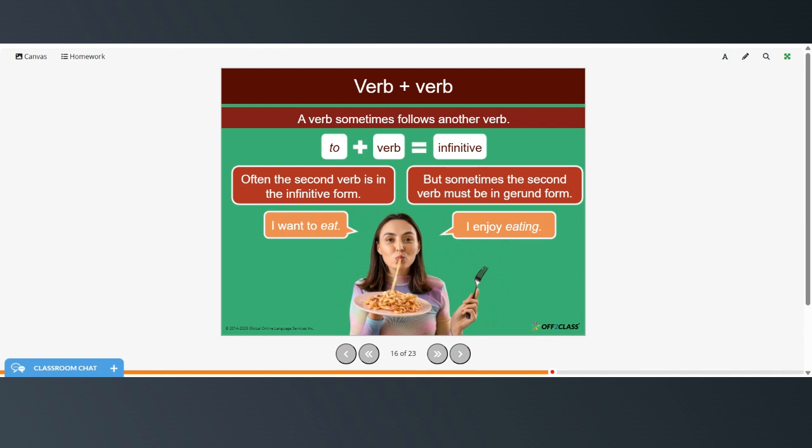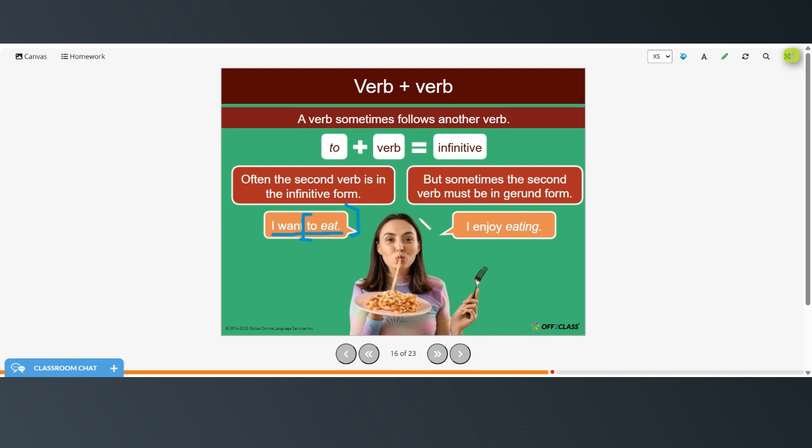Now, a verb sometimes follows another verb. We could have to plus the verb equals the infinitive. Often, the second verb is in the infinitive form. I want to eat. So want is the first verb. Eat is the second, but because it's preceded by to, this is the infinitive. So we have subject, verb, and then the infinitive, which is acting as the object in this sentence.